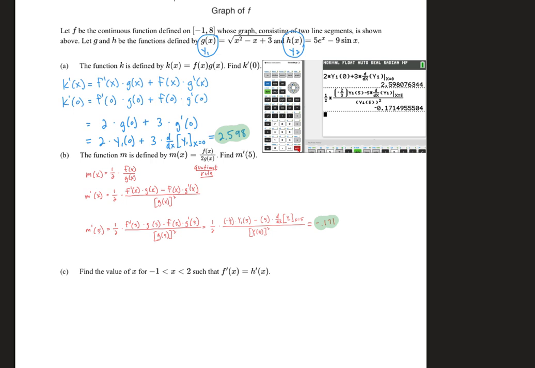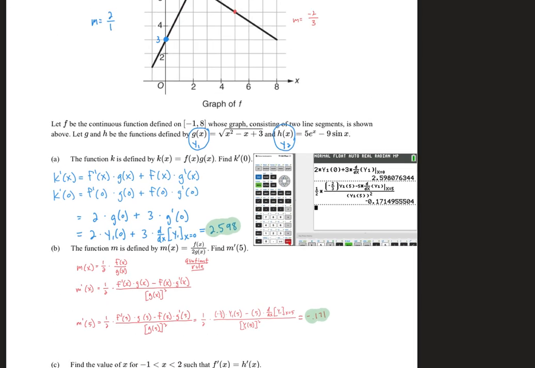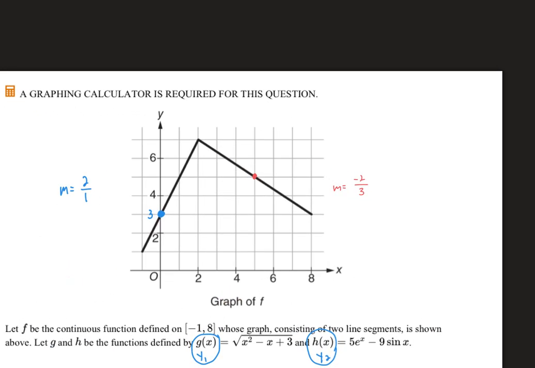Okay, so last one, for part C, they say find the value of x on the interval from -1 to 2 such that f prime of x equals h prime of x. On this interval, f prime of x is linear. So let's look at it, on the interval from -1 to 2. From -1 to 2, that's this line here.